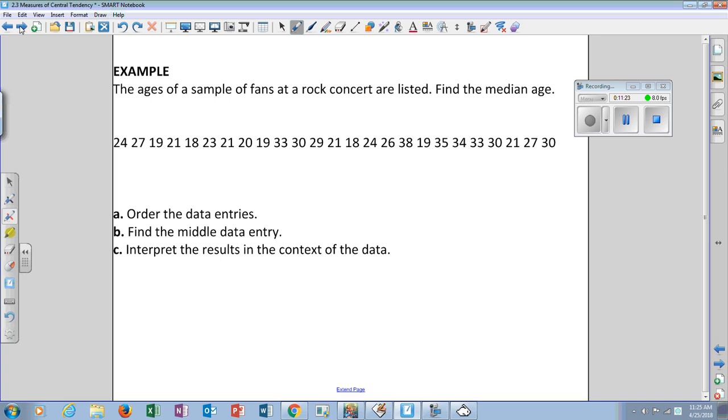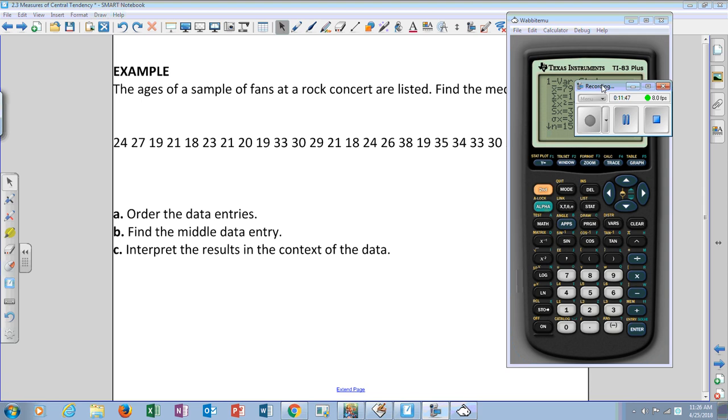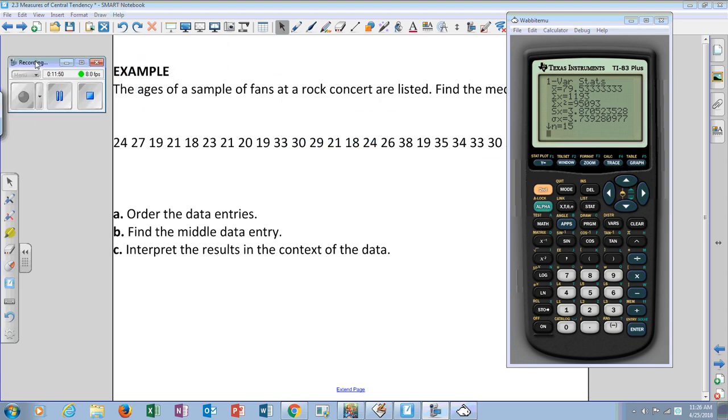Example, the ages of a sample of fans at a rock concert are listed. Find the median age. So this is where ordering them can start to become a hassle, because we have to find the lowest value first. It's going to be 18. So find all the 18s, then find all the 19s, crossing them off as you go. You miss one number, you can screw up, like I did yesterday. I don't think any of you even saw yesterday when I did that, but that's besides the point.